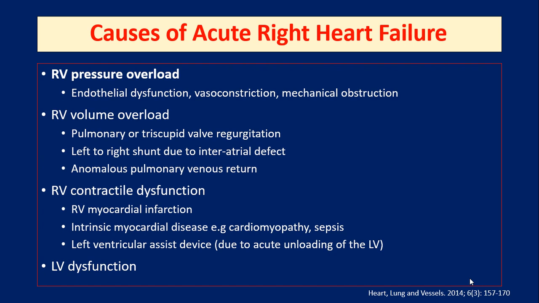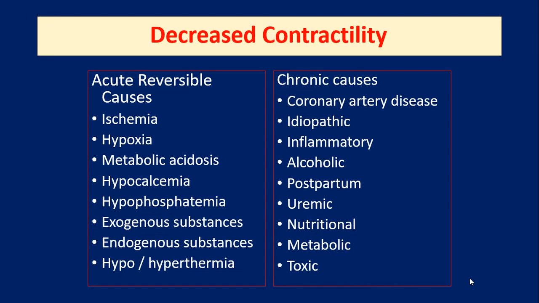RV contractile dysfunction, as we see in right ventricular myocardial infarction, intrinsic myocardial disease such as cardiomyopathy, such as septic cardiomyopathy, left ventricular assist devices where acute unloading of the LV is being done, and LV dysfunction. So these are the causes of decreased contractility. There could be acute reversible causes like ischemia, hypoxia, metabolic acidosis, hypocalcemia, hypophosphatemia, exogenous substances like certain poisons, endogenous substances like cytokine release, and hyperthermia and hypothermia. And chronic causes could be coronary artery disease, idiopathic, inflammatory, alcoholic, postpartum, uremic, nutritional, metabolic and toxic.